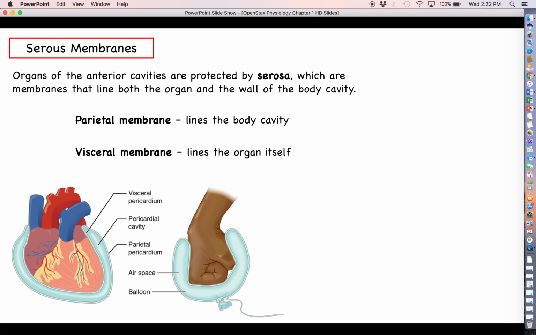which is called, in generic terms, a serous cavity. When we talk about the lungs, we'll call it the pleural cavity. With the heart, we'll call it the pericardial cavity. So what we call those cavities is specific to the organ itself.